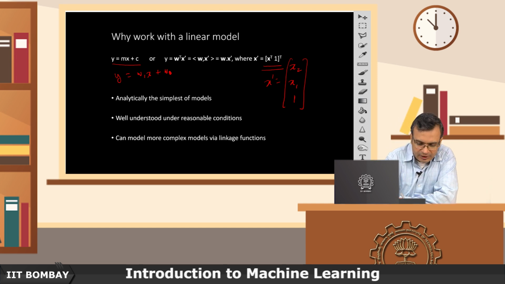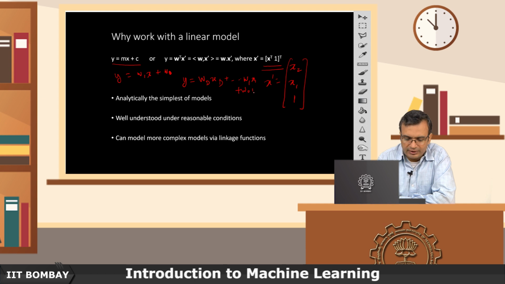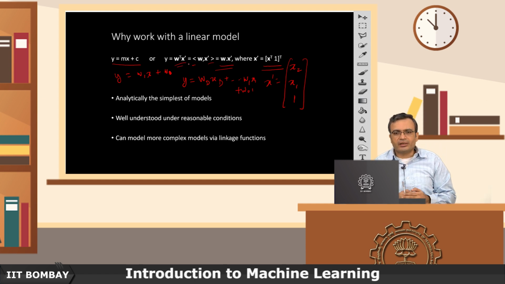So your equation would become y is equal to, let's say if you have d dimensions, w d x d, w d minus 1 x d minus 1, all the way up to w1 x1 plus w0 times 1, which is part of that x dash. So basically the form of the model that we will deal with is w dot product with x dash, or another way to write this is using angle brackets, w comma x dash, or you can also write it as w transpose x. All these are interchangeable notations that we will use.